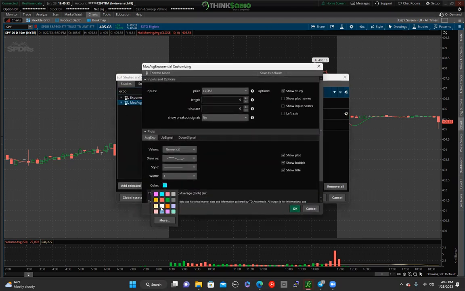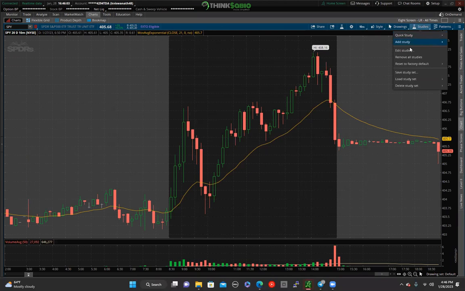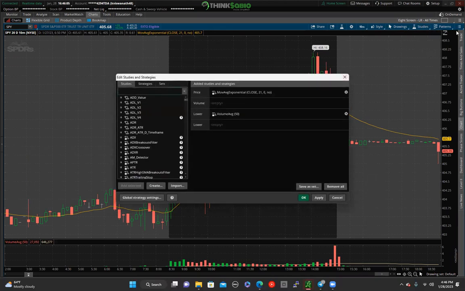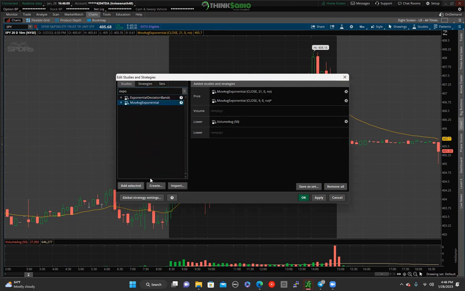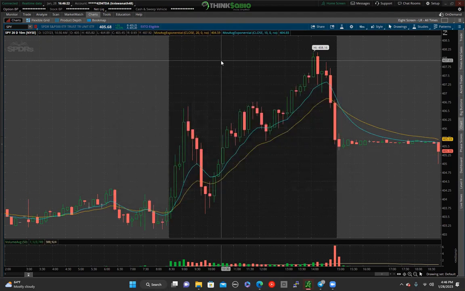I like to change the color to something else. You can use 21. People say 21 moving average is good. And then you can use a retest on 21. And most people will use a crossover, like 8 exponential or 10 moving average crossing 20 moving average. That's a famous thing, or 8 crossing 20 or 9 crossing 21.